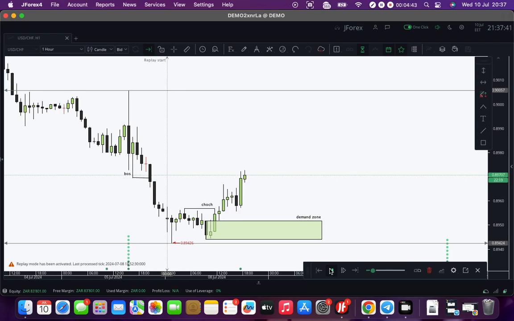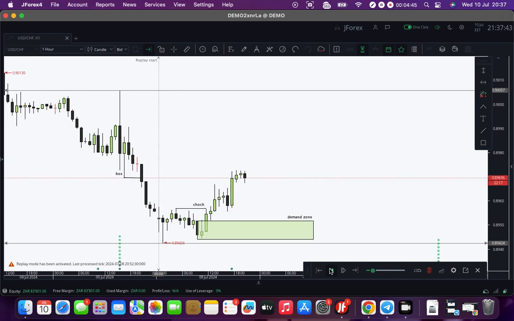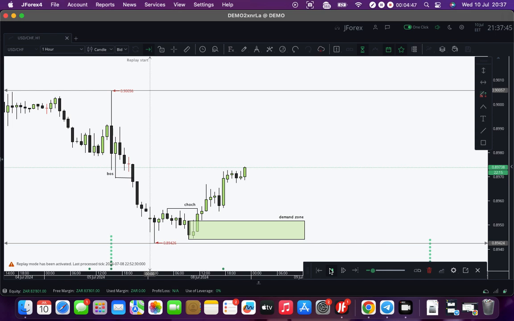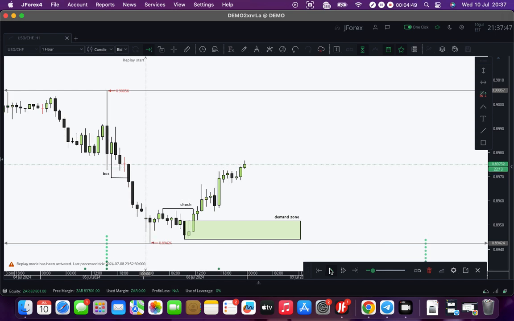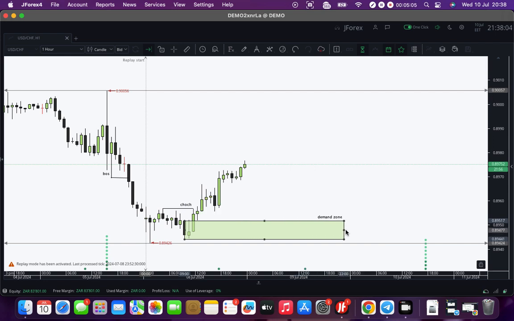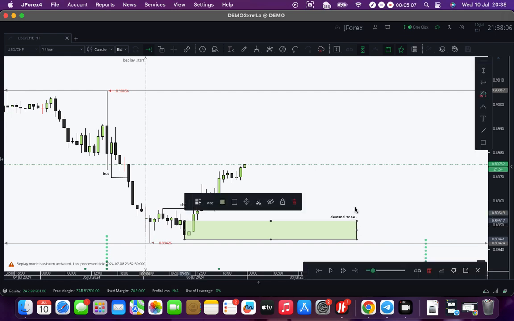So we can see the market pushing to the upside, pushing aggressively to the upside, right? And then after seeing that the market pushed to the upside without mitigating the demand zone, now it gave us what? A second demand zone. It gave us a second demand zone there. So I'll mark it now. I'm just dragging this one.